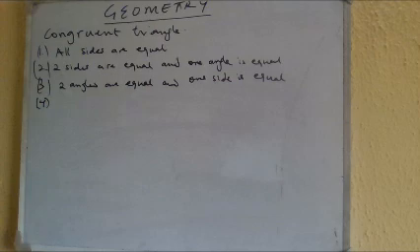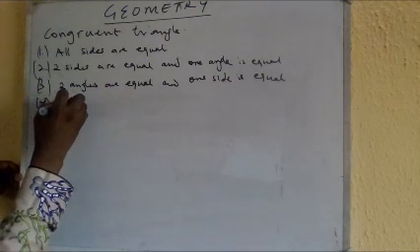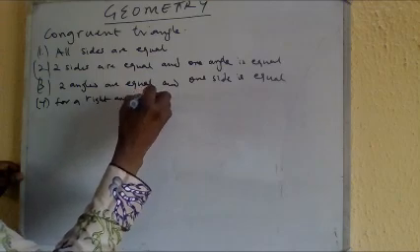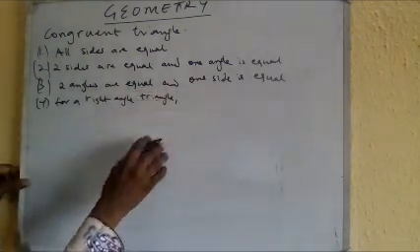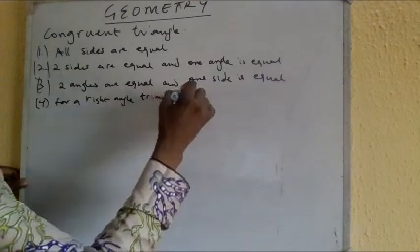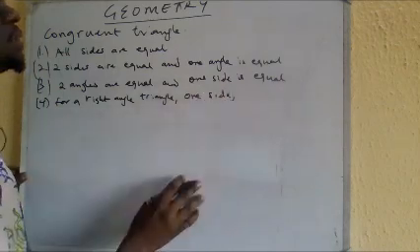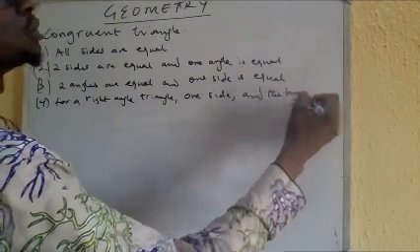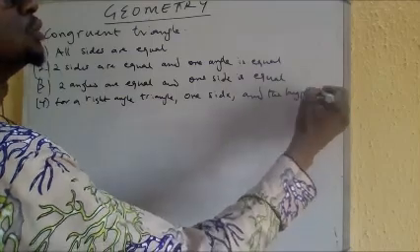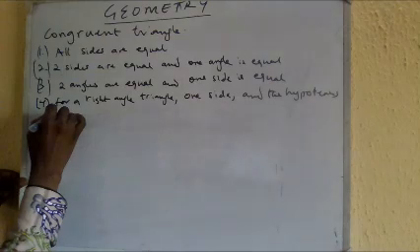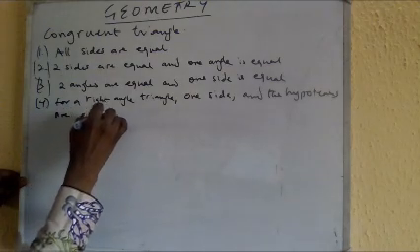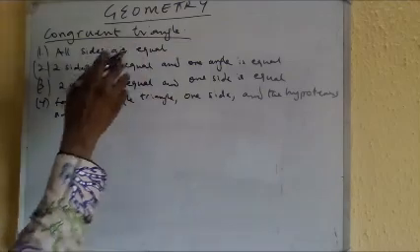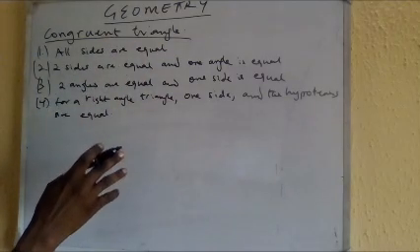So for a right-angle triangle, one side and the hypotenuse are equal. Let me just use a diagram to explain this. Congruent means that two triangles are the same, but they have to meet any of these conditions.